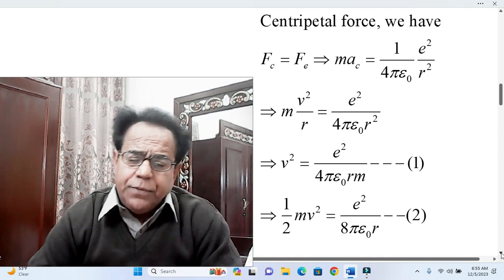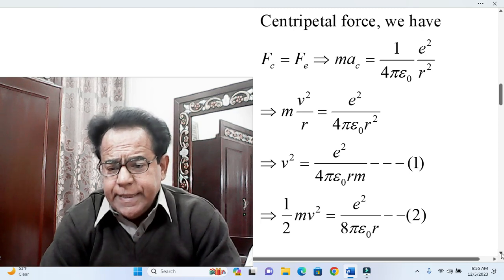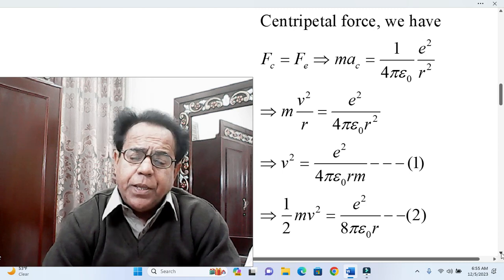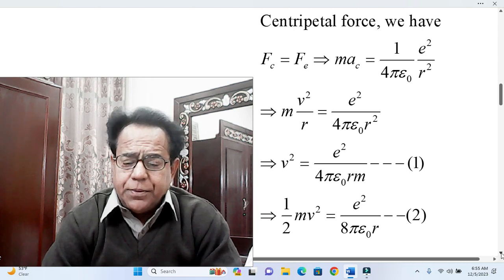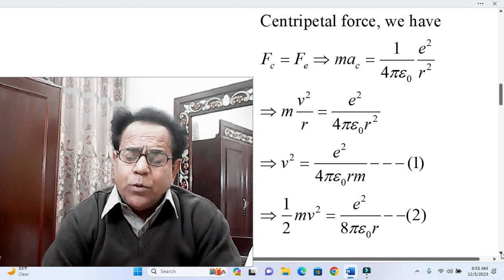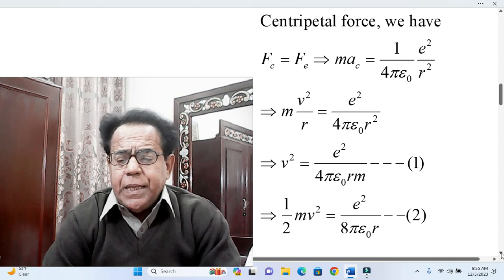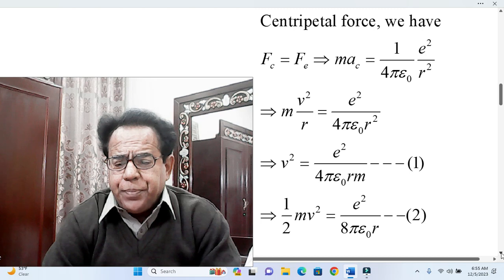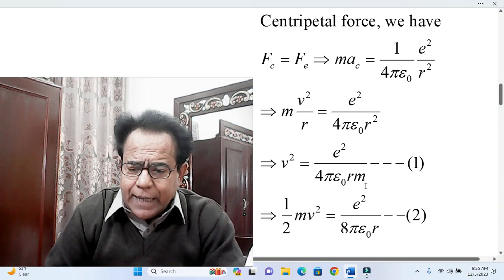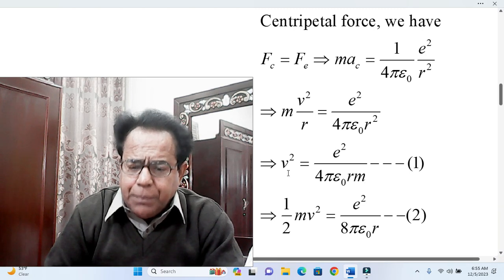Okay, that is to say v square will become equal to e square over 4 pi epsilon naught r into m. This is equation number 1. Okay, this is simply v square. From here we will find the value of v. Moreover, if we shift m from the denominator on the right hand side to the other side of the equality, then this m will be multiplied with v square.